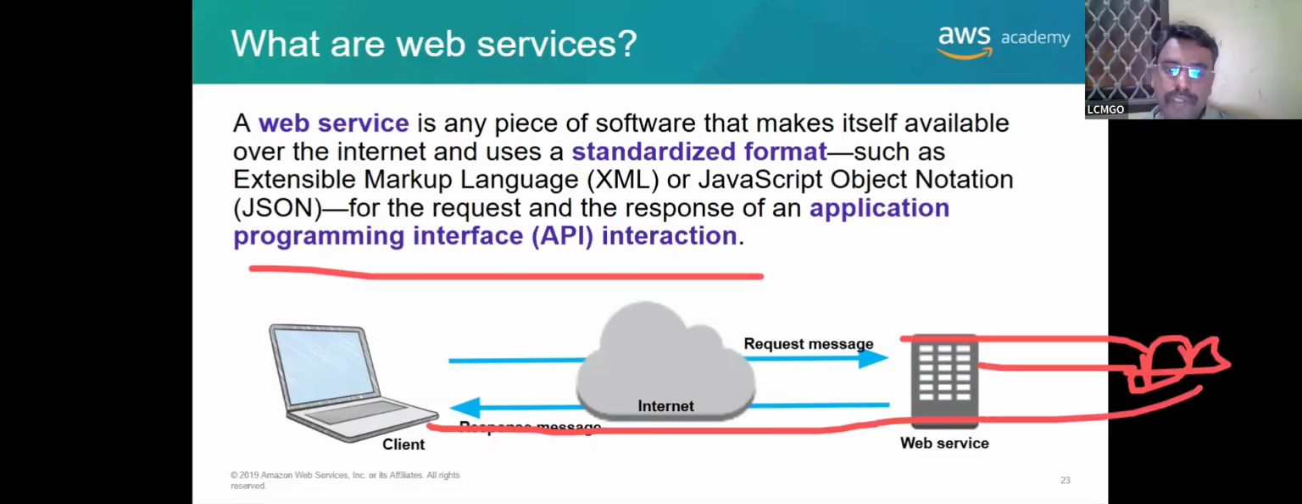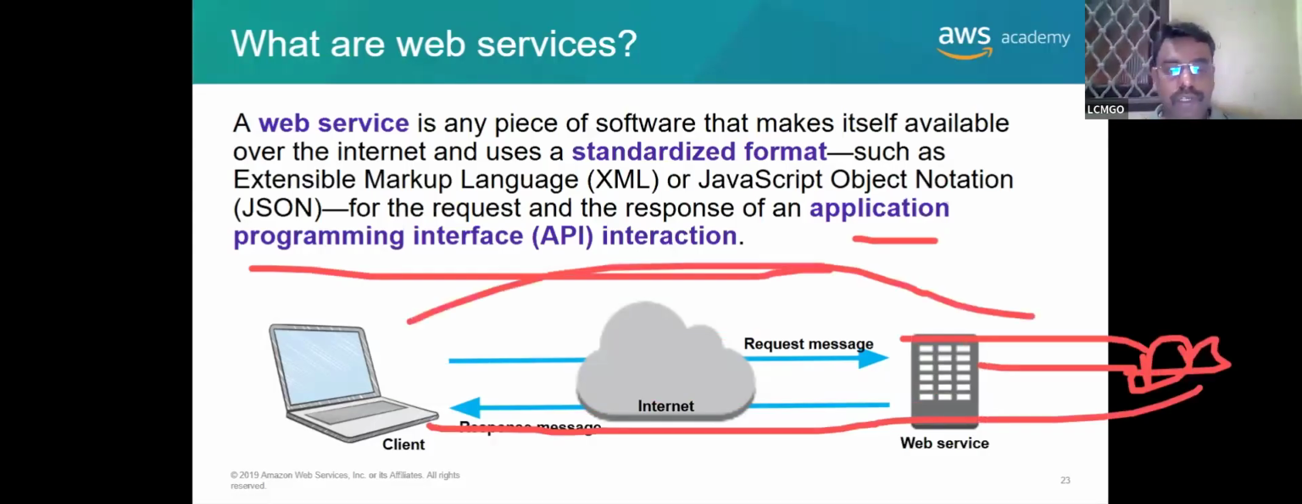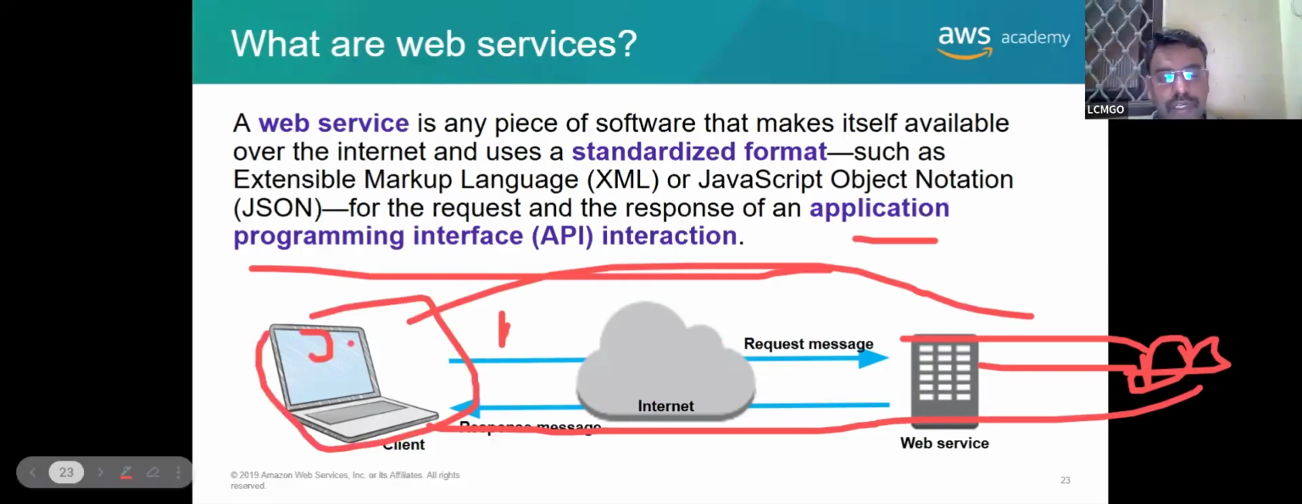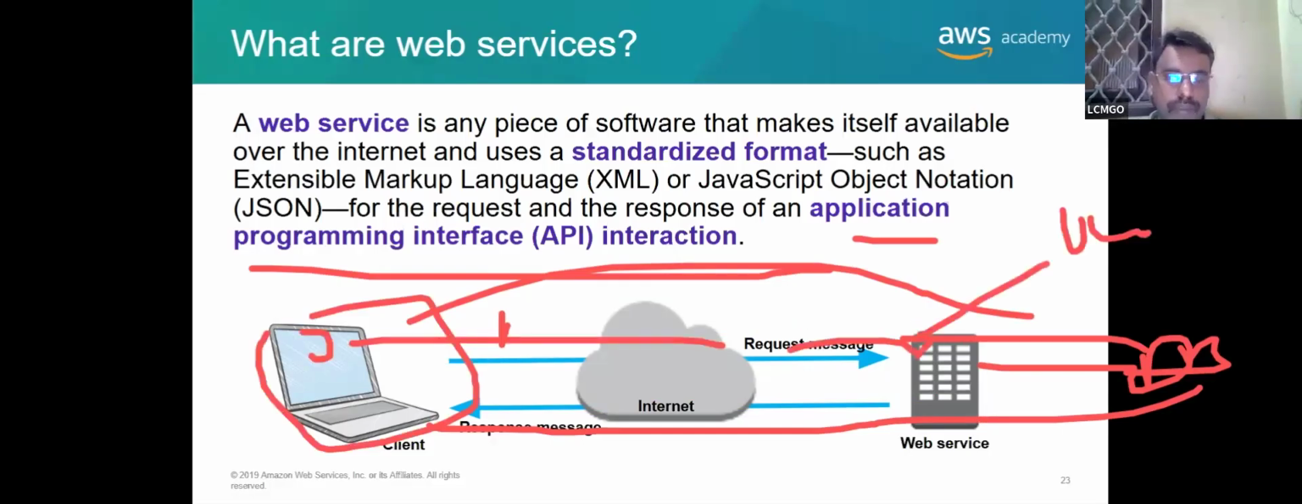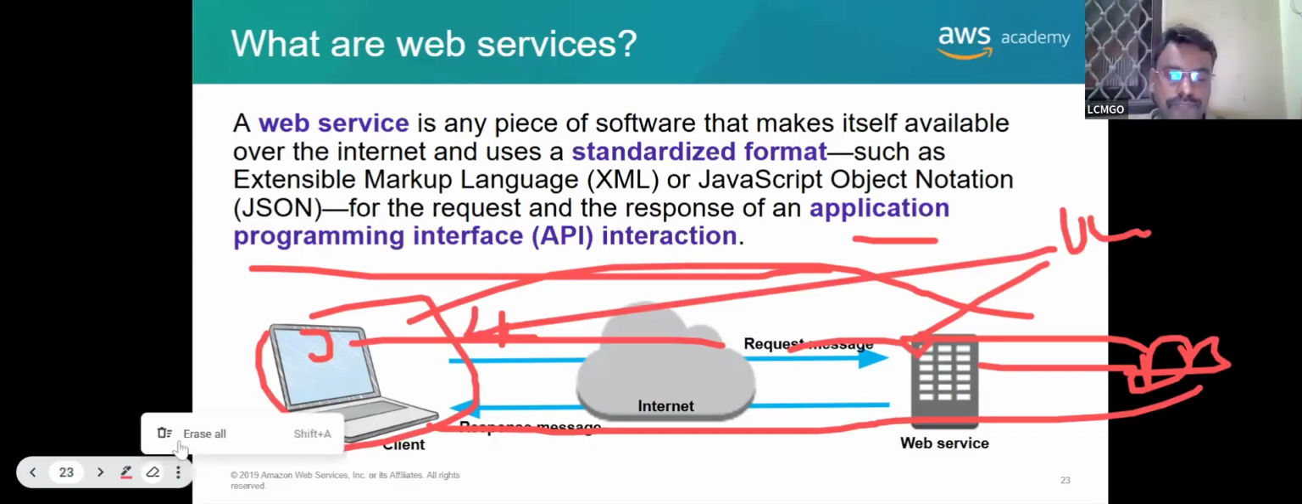API means nothing but application program interface. One application to another application is also fine. Or you are clicking on the client, for example, Access Bank. You are clicking some button, that Access Bank page should get loaded and the web page should be visible to the customer faster. That's called your web service.